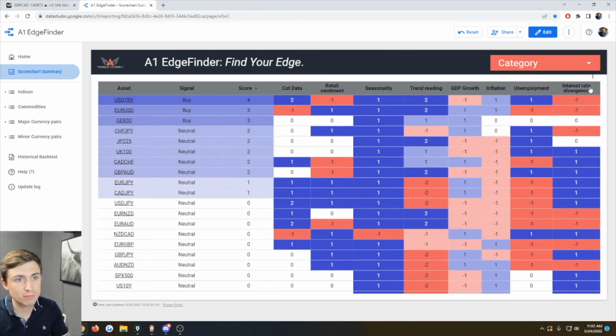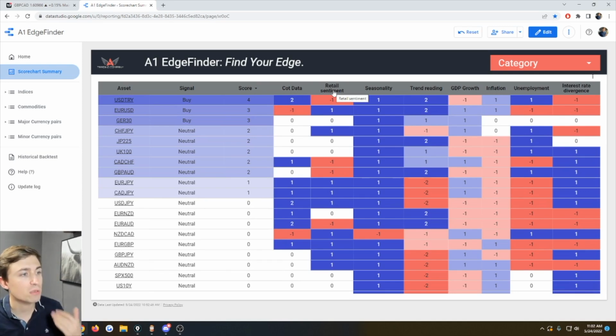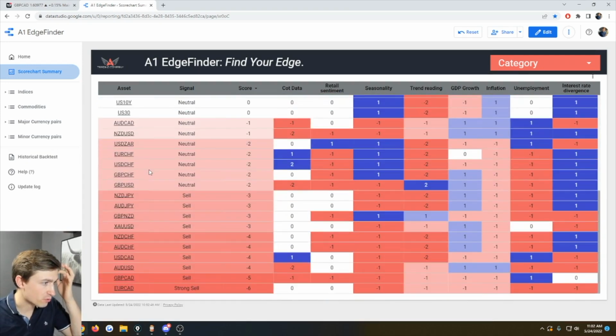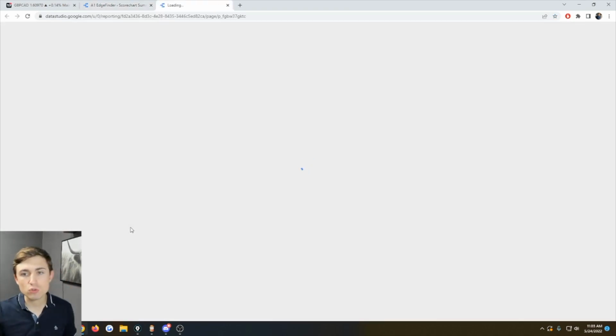We've got several categories and metrics that the software has been programmed to look for. So for example, the commitment of traders report will tell you what the banks are doing. The retail sentiment will tell you what the crowd is doing. Seasonality tells you month to month, historically speaking, what an asset does. So for example, if we were to go take a look at gold, we could pull this up and we could see historically speaking, does gold tend to rise or fall during specific months?